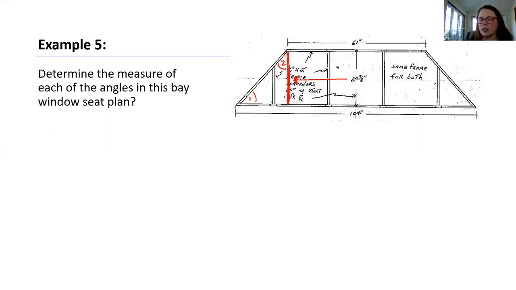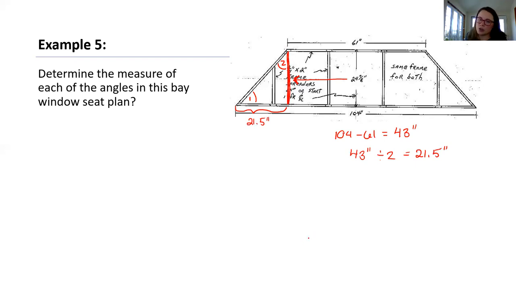We can calculate what this distance is. Now, typically a bay window is going to be symmetrical. So what's that length? Well, I would do 104 minus 61, which leaves us with 43 inches. I'm going to split that between two sides. So 43 inches divided by 2 leaves me with 21.5. So we have 21.5 inches here.